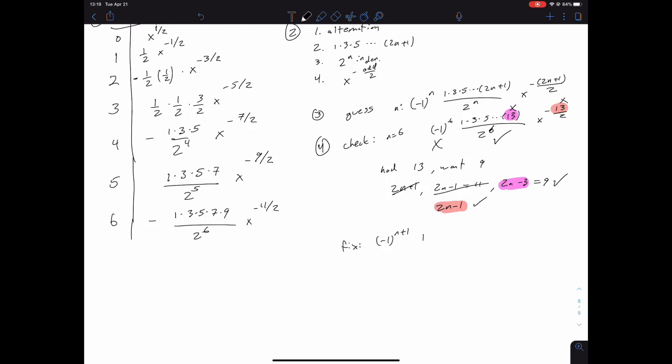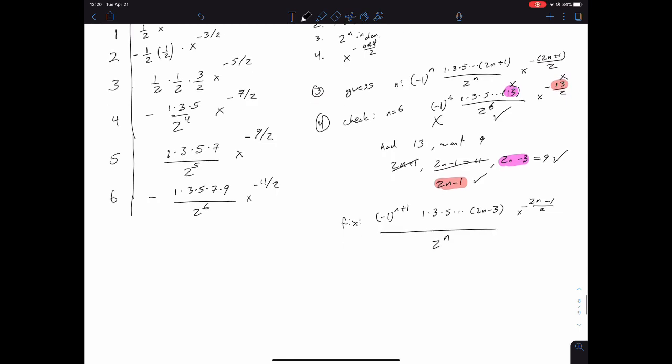The top here will be 1 times 3 times 5 up until 2n minus 3. I have x to the negative 2n minus 1 over 2, and the denominator we said was already right. That is indeed 2 to the n. Bada bing, bada boom. Okay, step 5 is I need to check n equals 0.